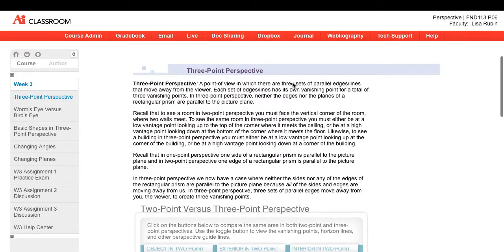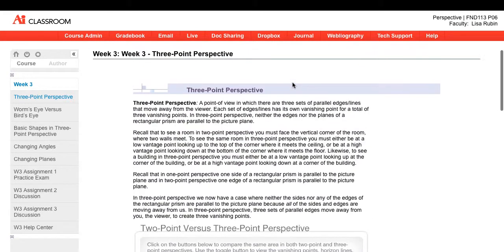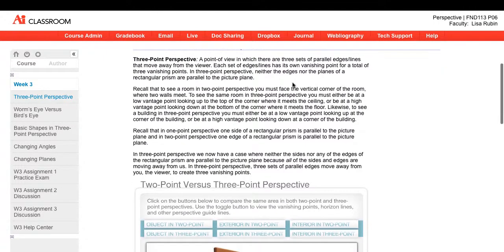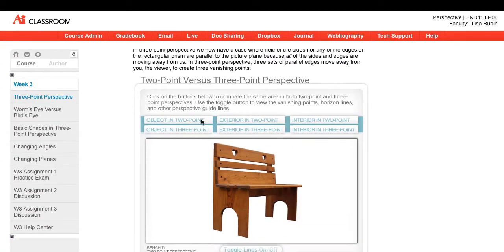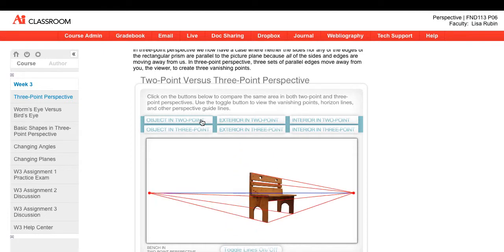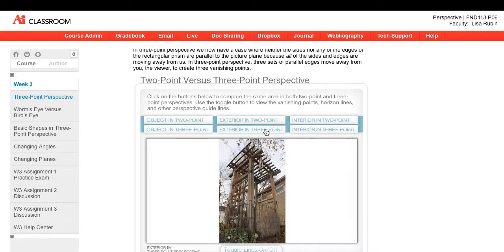I just want to go over some of what we've been looking at, which is two-point perspective. If we look at this object in two-point perspective, we see that there are two vanishing points. That's one thing that makes it easy to remember how to diagram perspective: one-point perspective has one vanishing point, two-point perspective has two, and as you'll see, three-point perspective has three vanishing points.